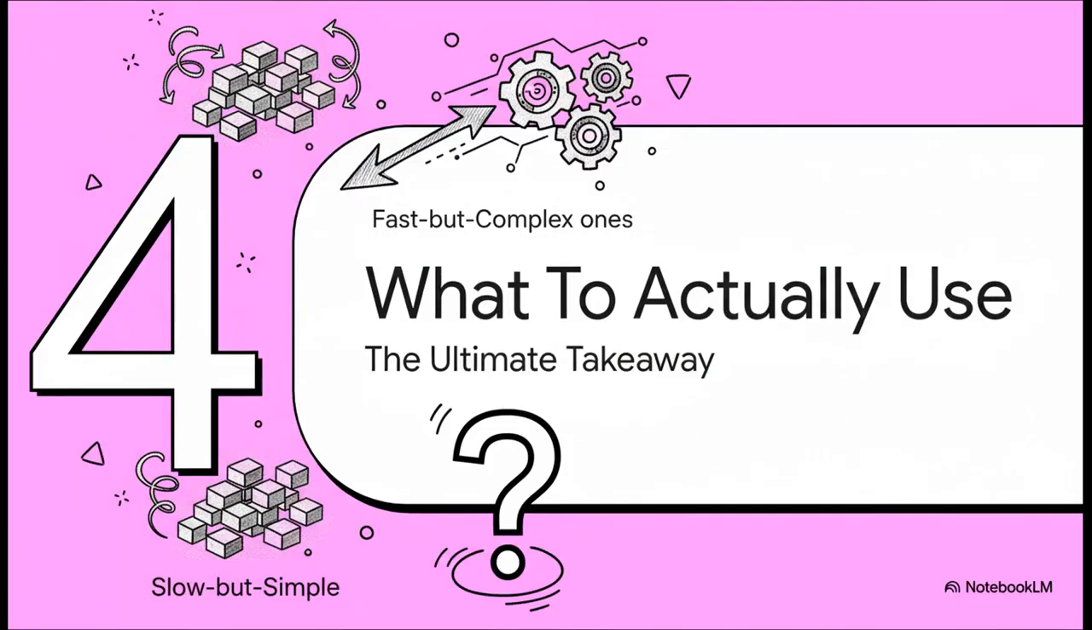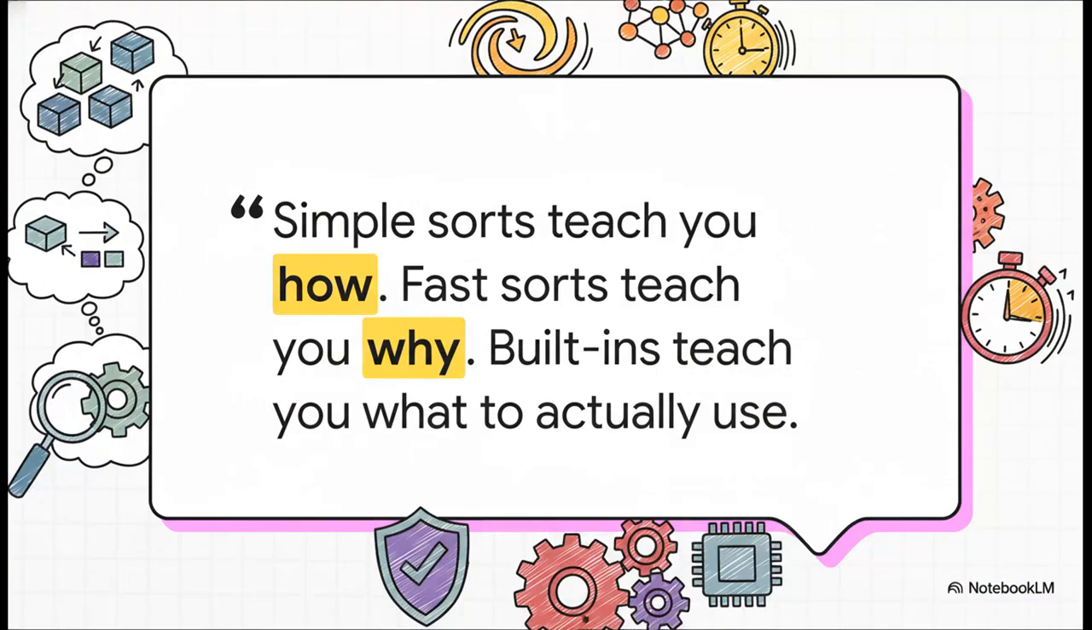So, after all of this, what's the big takeaway here? We've seen the slow but simple methods, we've seen the blazingly fast but more complex ones. What should you actually do? And really, it all comes down to this simple, powerful idea. The simple sorts, they're your teachers. They show you how sorting works at a really fundamental level. The fast sorts, they're like your professors. They teach you why clever algorithm design matters so much. But in the real world, on any real project, you use the built-in sorting functions that come with your programming language. They are battle-tested, highly optimized, and usually some kind of hybrid of these fast algorithms.